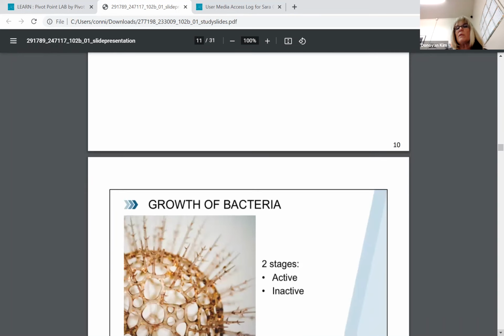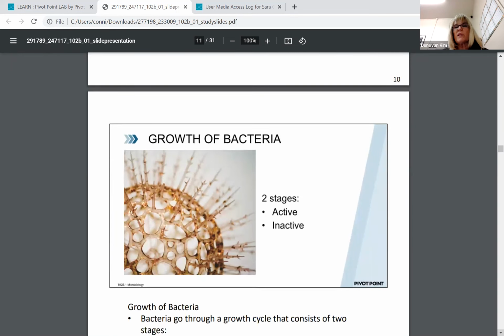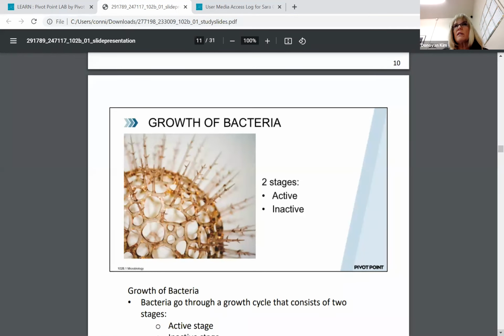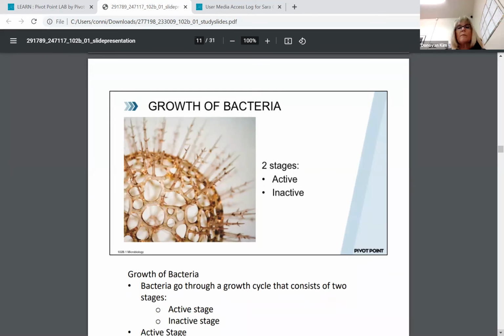So those are the most common types of bacteria, and those are the ones that are going to be on your test. So you've got the cocci, which are round, you've got the bacilli, which is a rod, and then you've got the spirilla, which is a corkscrew. Okay, so they all cause you to be sick.